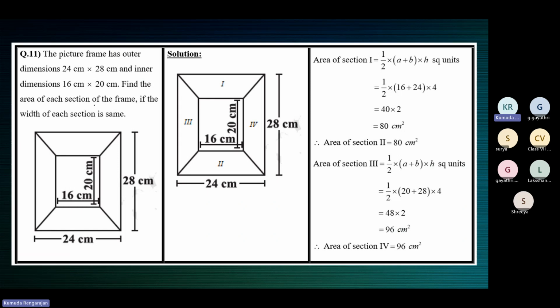Find the area of each section, if the width of each section is the same. You need to find the area of region 1, region 2, region 3, region 4. If the figure is in the answer, we have drawn that. That's not given in the question. You should mark 1, 2, 3, 4 by yourself. This is the figure given. And if you're doing any modifications, you should show it in the solution.